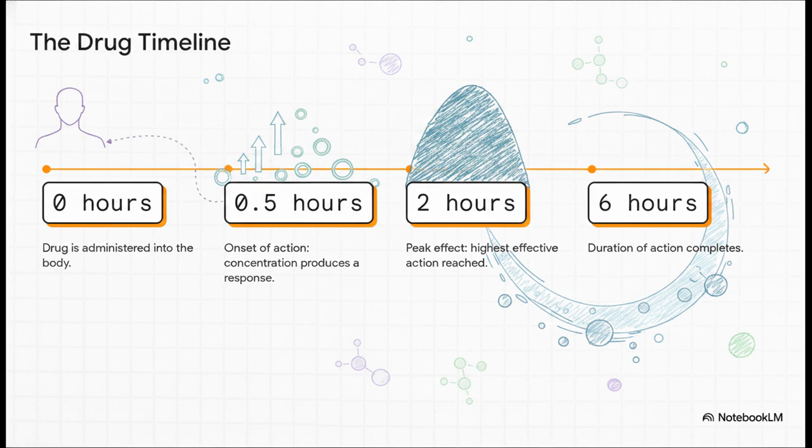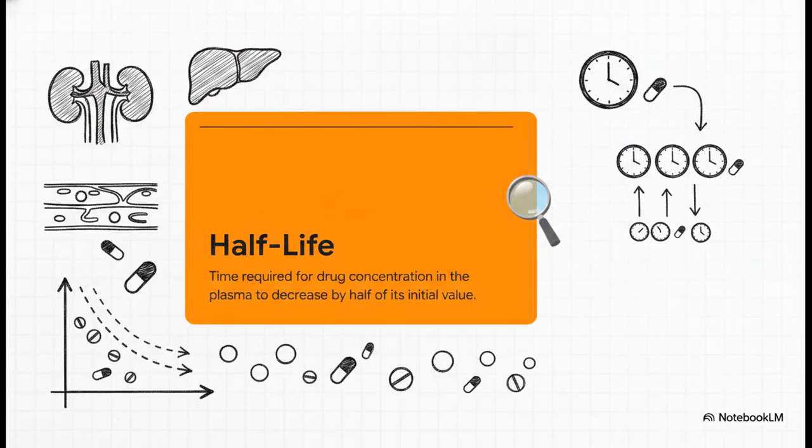The onset of action is how long you have to wait before you start feeling relief. The peak effect is when the drug is working its absolute hardest. And the duration of action is the total amount of time the drug keeps working before your body inevitably metabolizes and excretes it. Speaking of excretion, how quickly does the body clear this stuff out?